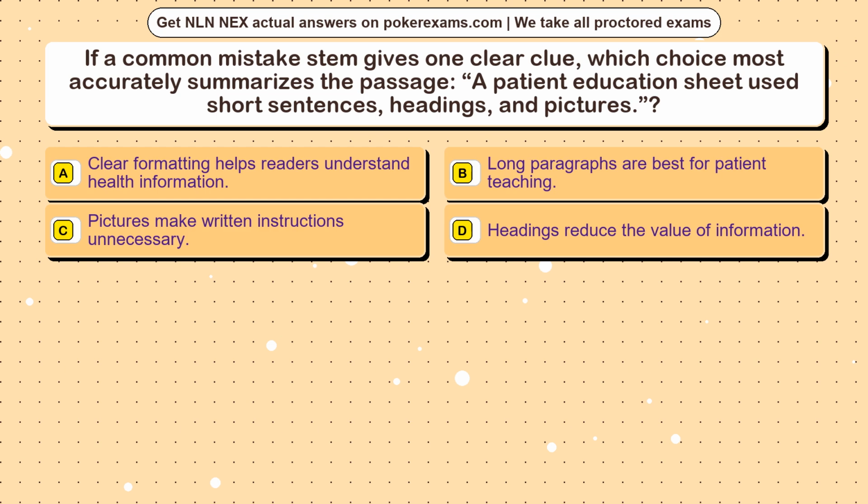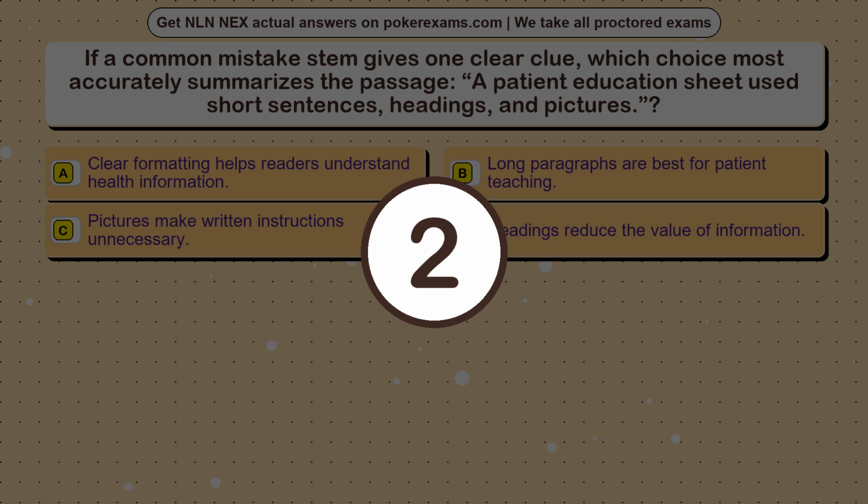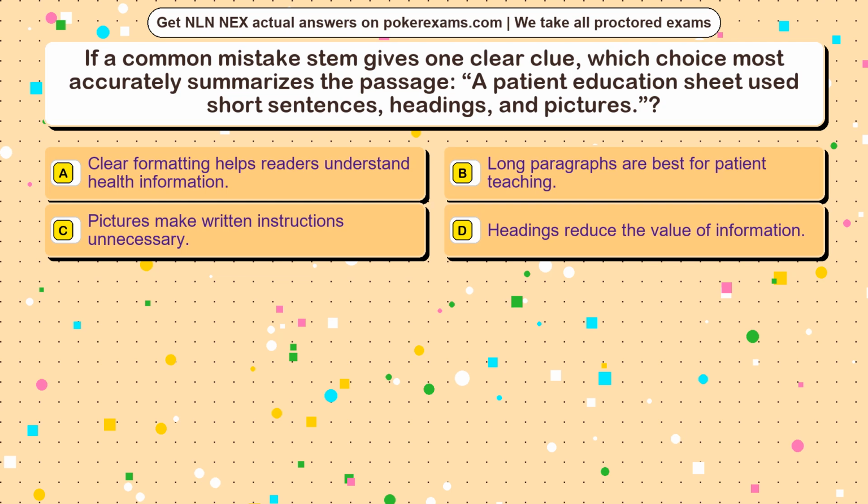Question 4. If a common mistake stem gives one clear clue, which choice most accurately summarizes the passage? A patient education sheet used short sentences, headings, and pictures. Option A. Clear formatting helps readers understand health information. Option B. Long paragraphs are best for patient teaching. Option C. Pictures make written instructions unnecessary. Option D. Headings reduce the value of information. The correct answer is option A.